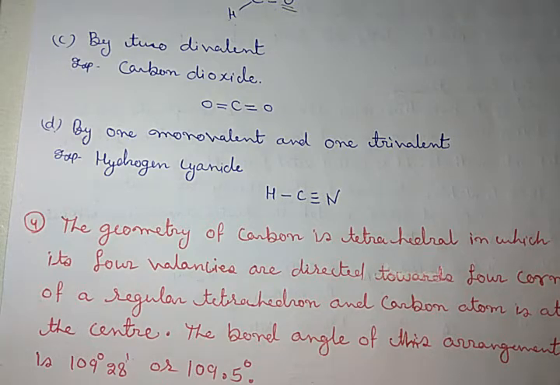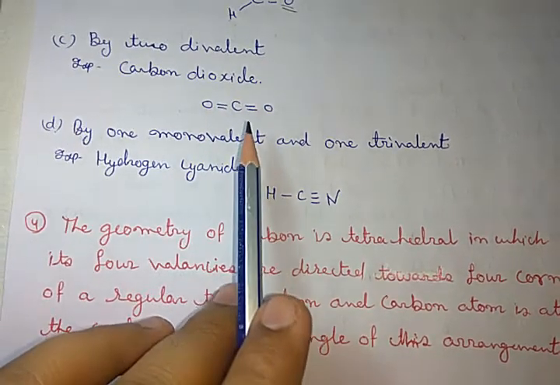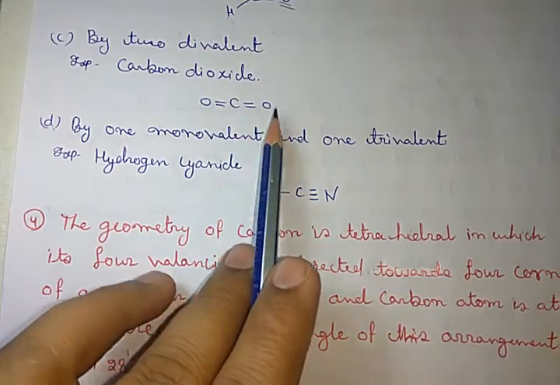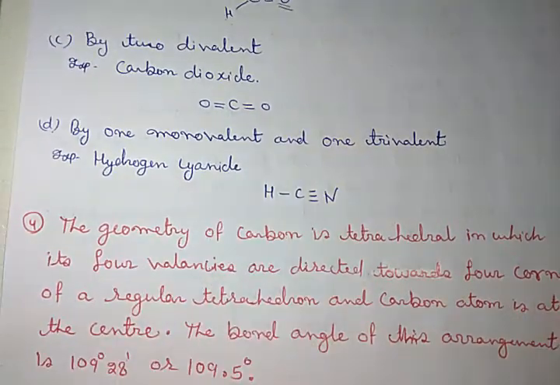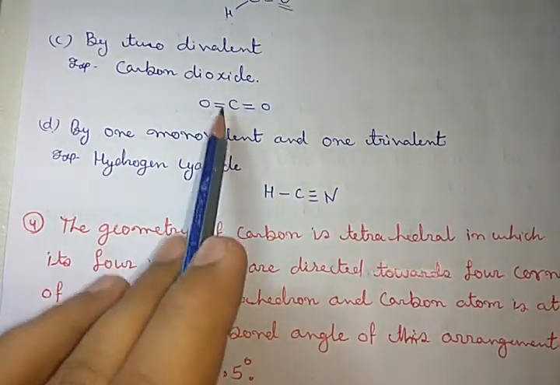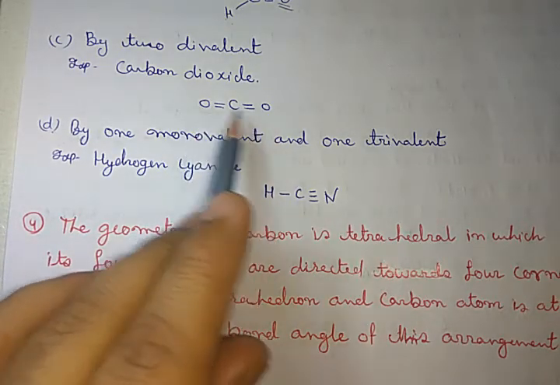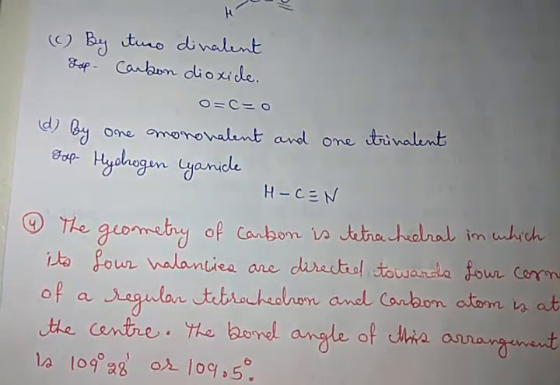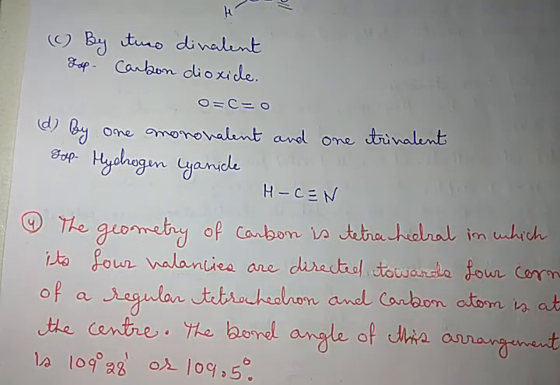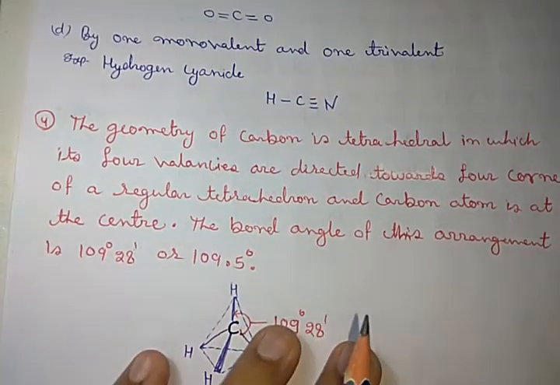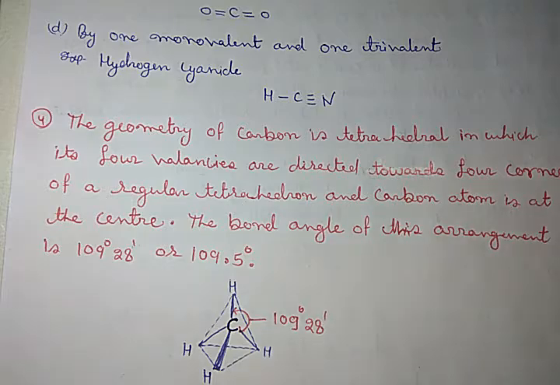so 2 satisfy its 4 valency. For example, carbon dioxide, in which carbon combines with the 2 oxygens, and each oxygen satisfies its 2 valency, so both oxygens satisfy its 4 valencies. Got it? Next one is by 1 monovalent and 1 trivalent.